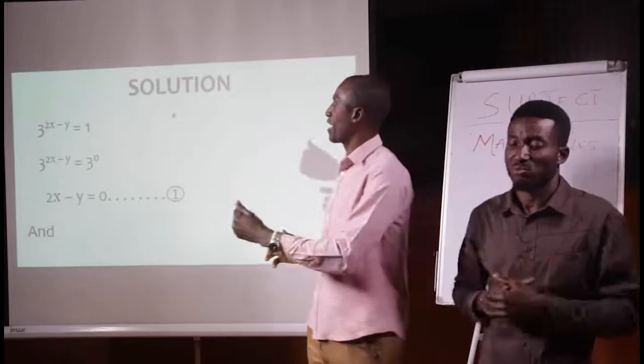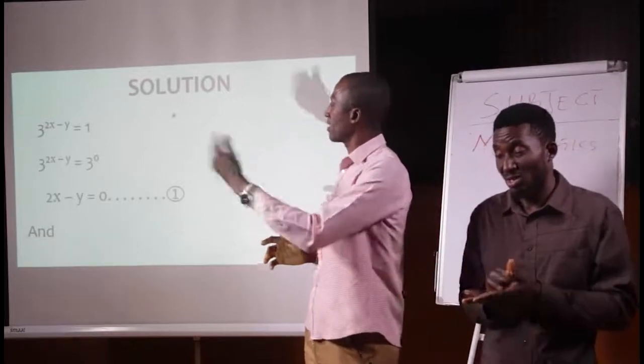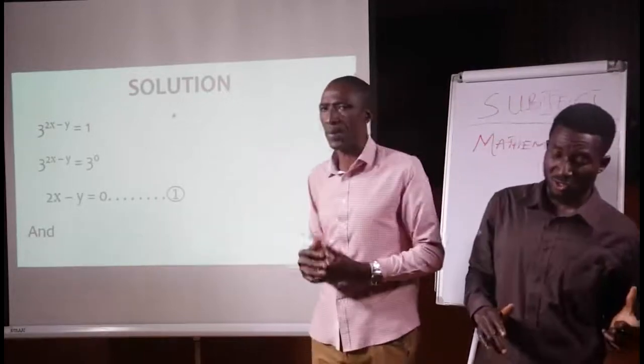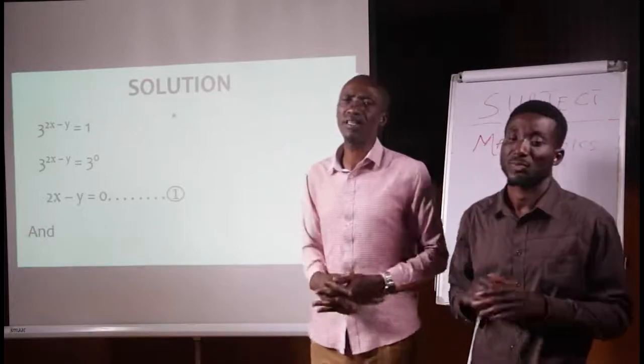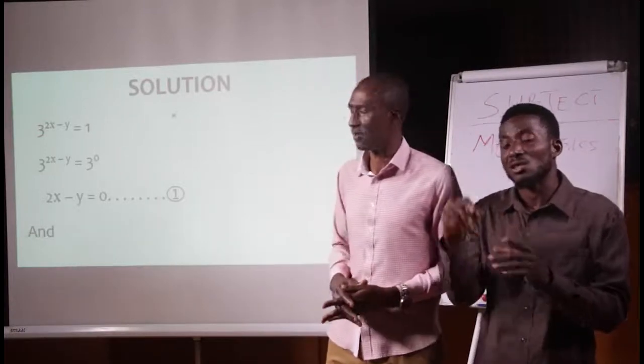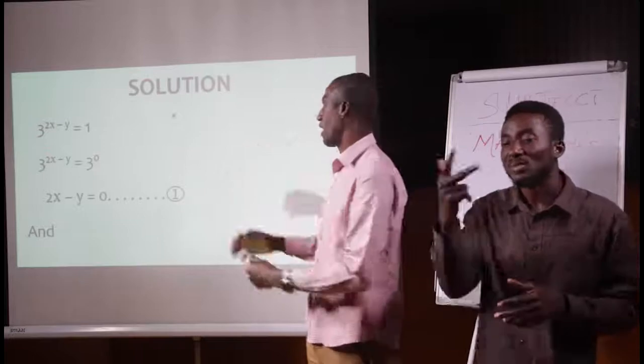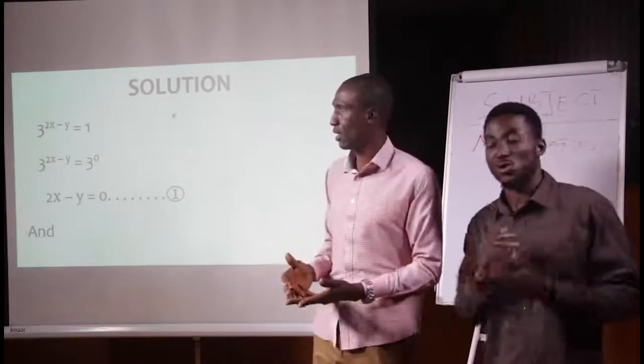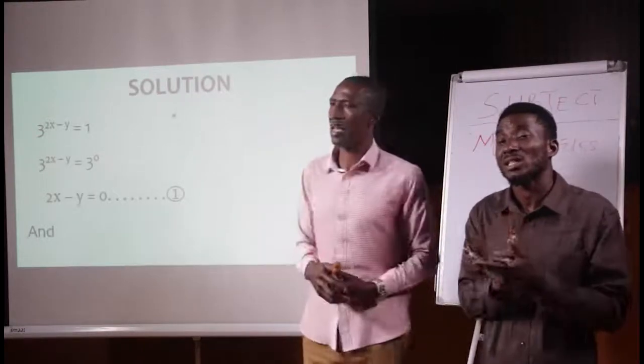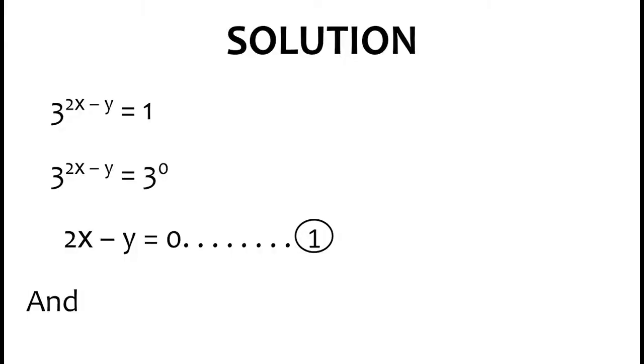Now, you can see we have the base 3 on the left, and we also have the base 3 on the right, which means that 3 is the common base. So 3 on the left and 3 on the right is gone. And by doing that, you are left with 2x minus y equals 0. And that gives you equation 1.